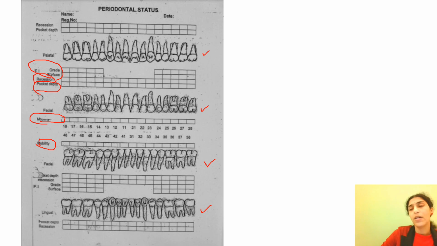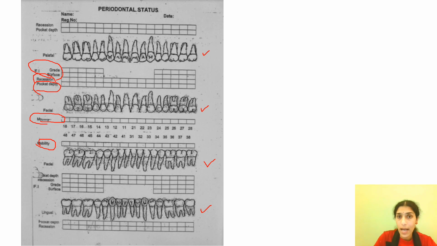Full mouth plaque score and full mouth bleeding score can also be indicated here, but in the MASA clinic, we have a separate form for the plaque score and bleeding score. Most charting forms generally have the plaque score and bleeding score in the same form, as you have seen just before.